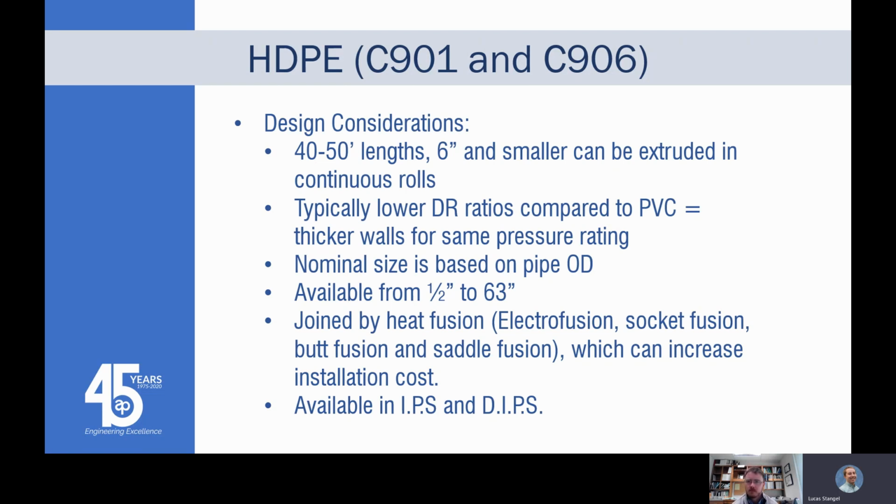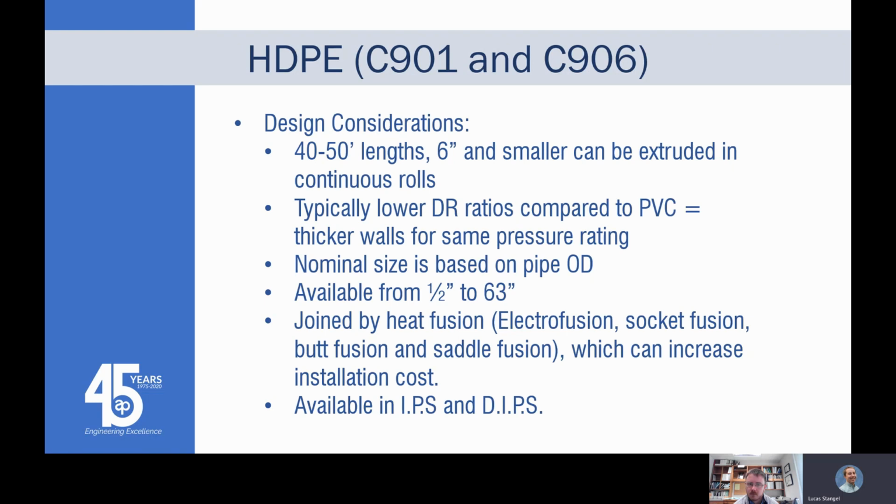Kind of already talked about the sizes. Yeah, generally we can go from about 1/2 inch or 3/4 inch up to 63, 65, somewhere in there. And as I mentioned before, typically all the joints are heat fusion. There's socket or electrofusion type of fittings that we'll get into later. But for the main pipe joints, the preferred and common way is to use the butt fusion joint.